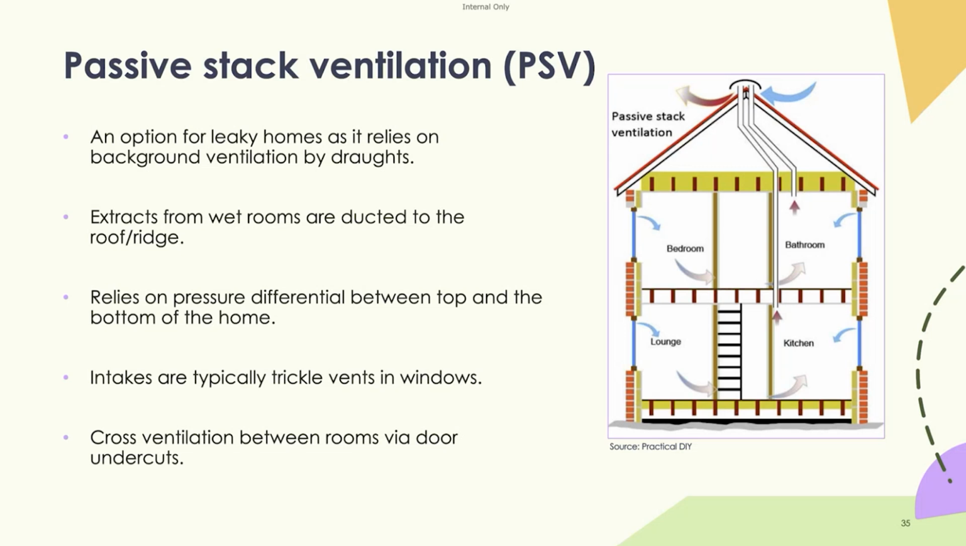It's not too common in my experience, something that people use as an option, but effectively this extracts from wet rooms and is ducted up to the roof ridge, and this heavily relies on pressure differentials between the top and the bottom of the home. Intakes are typically trickle vents in the windows, and cross ventilation between rooms via door undercuts. So you can see there on the image on the right hand side, you've got that ducting from the kitchen, from the bathroom, and that pressure difference is pushing that warm air up through the ducting and extracted through the roof, and then that pressure difference pulls that cold fresh air through the trickle vent.